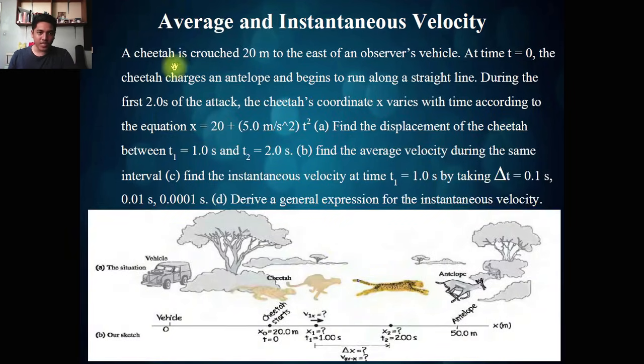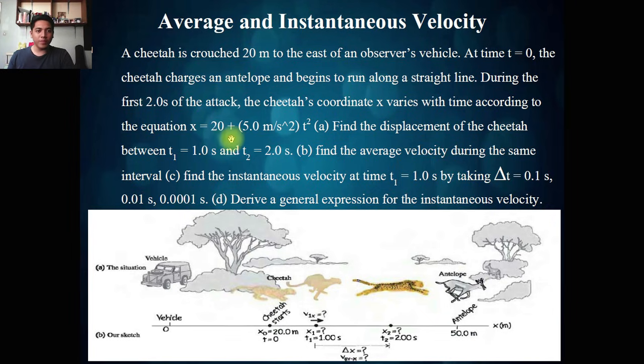So for example, a cheetah is crouched 20 meters to the east of an observer's vehicle. Here's our vehicle, and the cheetah's initial position is 20 meters from the vehicle, at time equals 0. The cheetah charges an antelope. He chases an antelope and begins to run along a straight line. During the first 2 seconds of the attack, the cheetah's coordinate x, as he runs along a straight line, varies with time according to the equation.